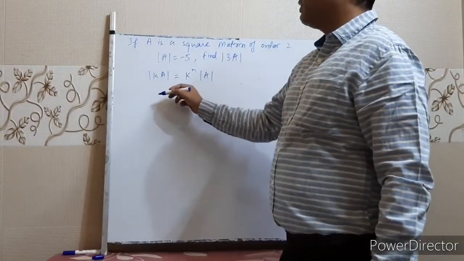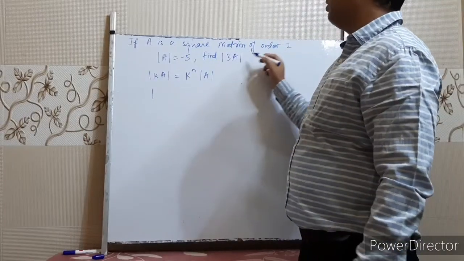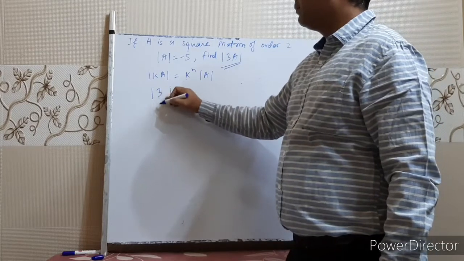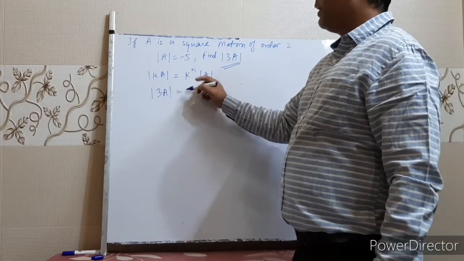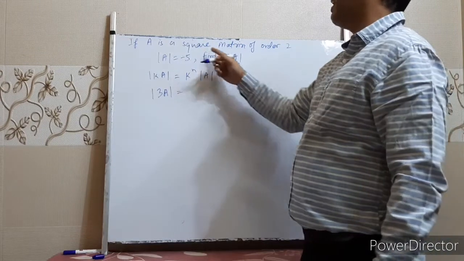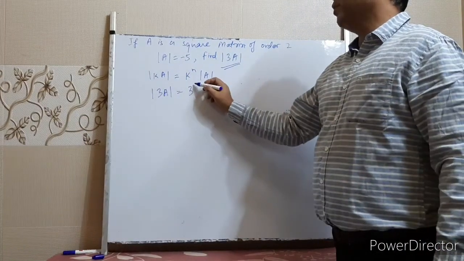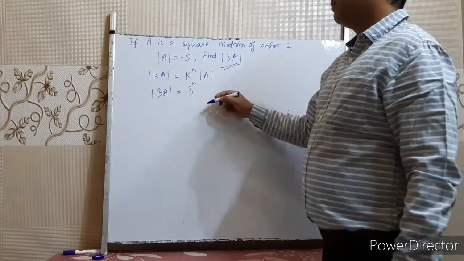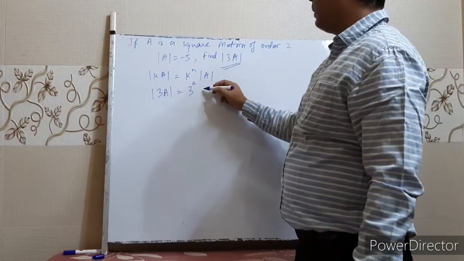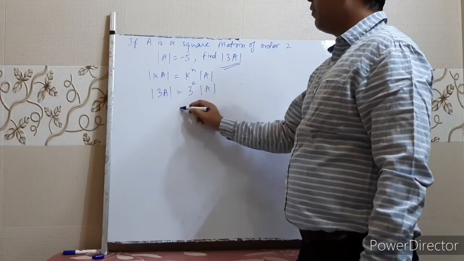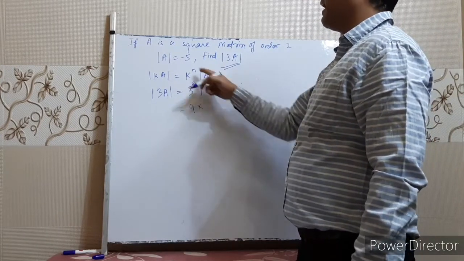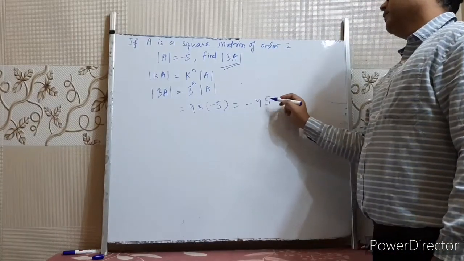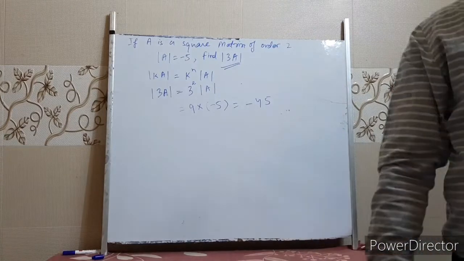Now when we put the values here, see, we need to calculate the value of determinant of 3A. So we put 3A here. So here what will we get? A is a square matrix of order 2. So k is 3, to the power 2 because n is the order of the matrix, into determinant of A. 3 squared is 9 and the value of determinant of A is given as minus 5. So what will we get? Minus 45 is the answer.